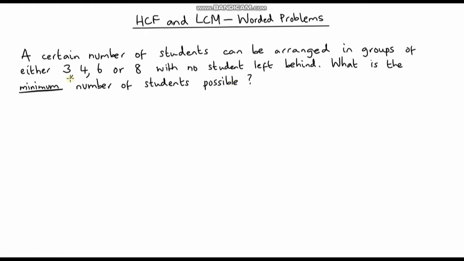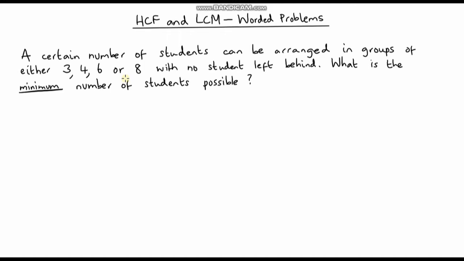So in order to solve this, we know that the number of students has to be divisible by 3 because it has to go in a group of 3. It also has to be divisible by 4, it has to be divisible by 6, and it also has to be divisible by 8. So what number is divisible by all 4 of these numbers? Well, we're just going to look at a number that is a multiple of all of these numbers. And it says what is the minimum number of students possible? Well, that's going to be the lowest common multiple. So what we're going to do is work out the lowest common multiple of these 4 numbers, and that's going to give us our answer.